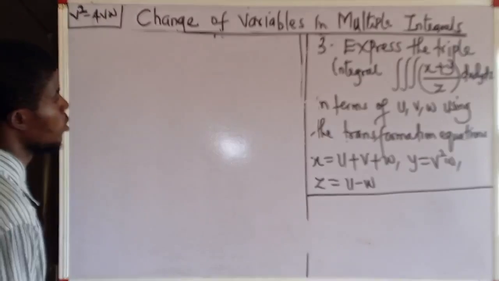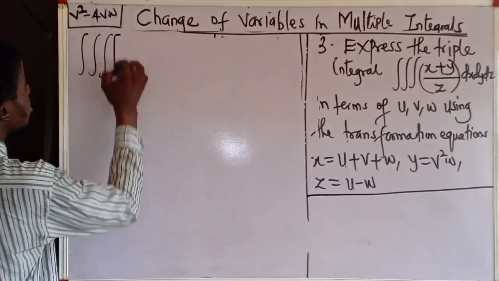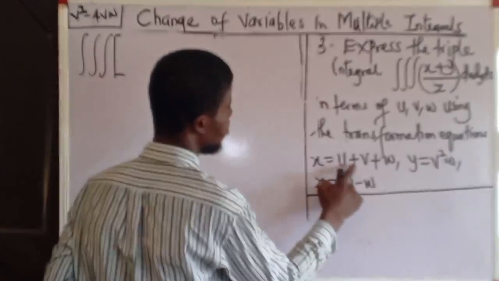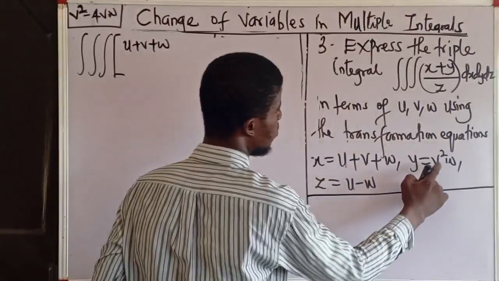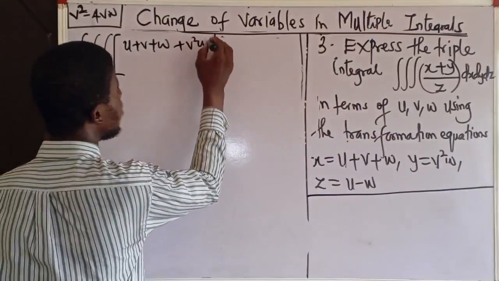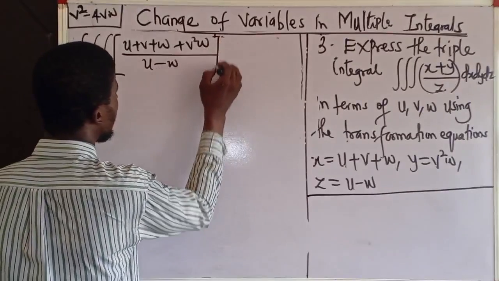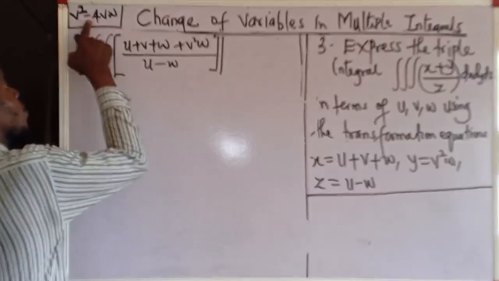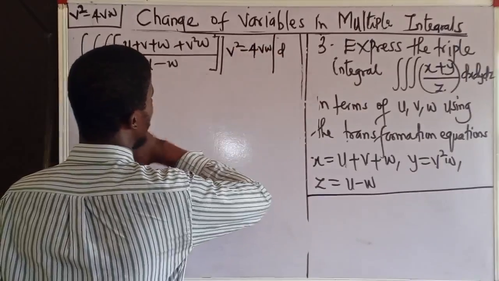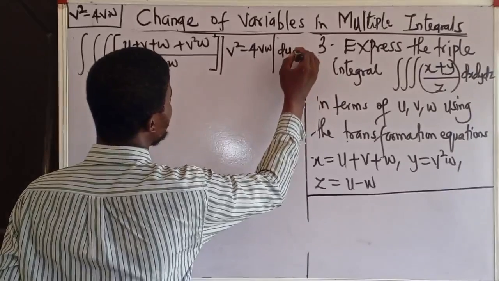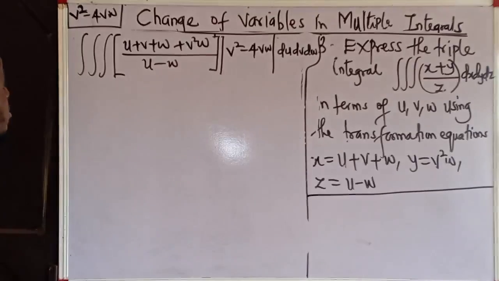Now, watch. The triple integral will now be, what's x? x is u plus v plus w. What's y? v squared w. What's z? u minus w. Multiply this by the modulus of this, which is the Jacobian determinant. That is v squared minus 4vw. dx dy dz should now be du dv dw. You get it? No longer the dx, dy, dz.